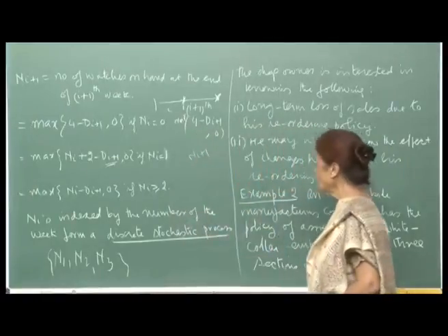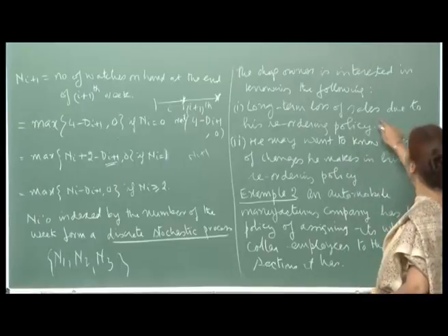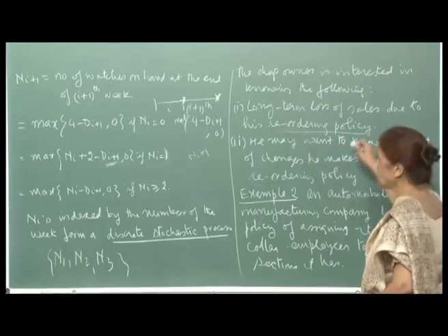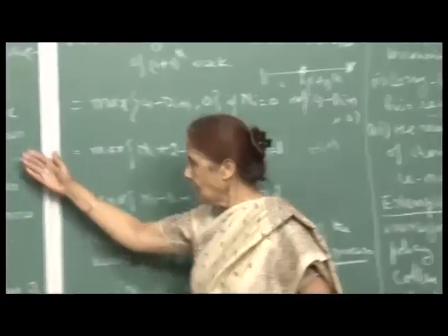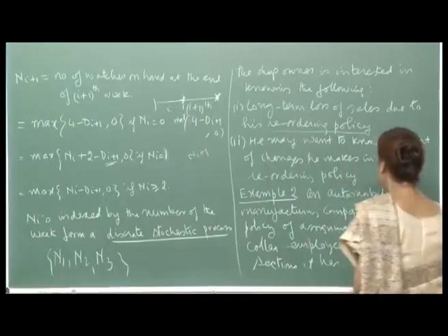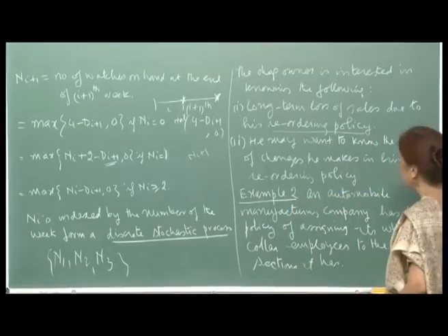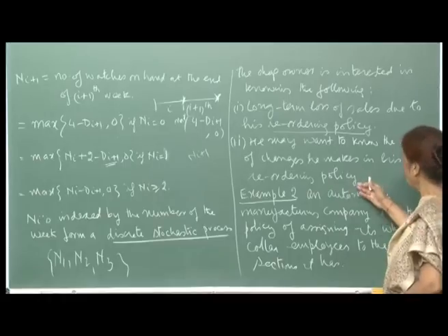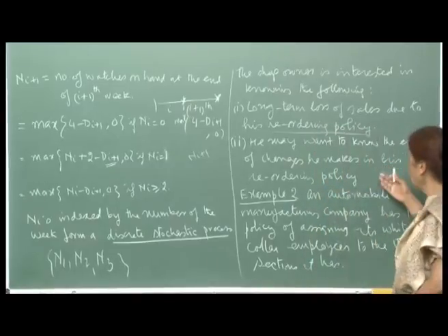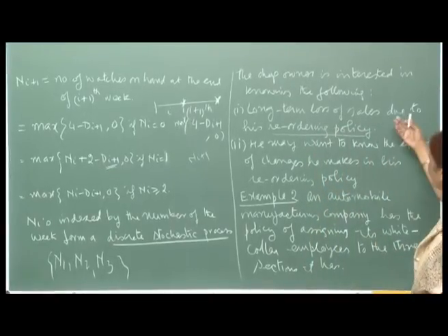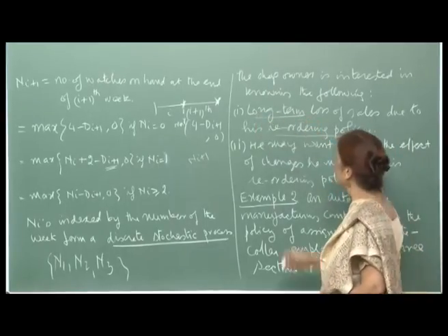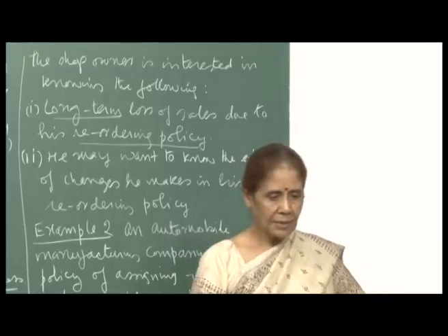So, if there is a mechanism by which he can find out what is his long term loss of sales due to his reordering policy, because he wants to know whether he really has a good reordering policy or not. Okay. Then and also he may also want to know the effect of changes he makes in his reordering policy, right. He may also want to change some of the orders there, and then he would want to know, okay, would that make the situation better, for example, would it reduce his long term loss, because long term word I am using here because it takes a while for any system to settle down.